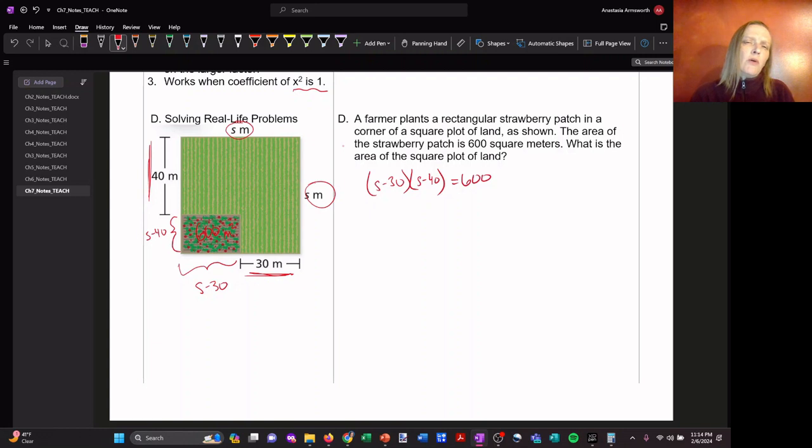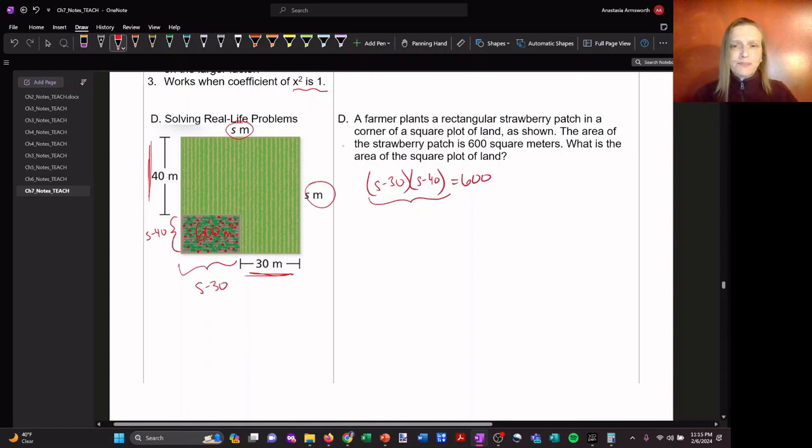Well, we know how to solve polynomials, but it involves setting the polynomial equal to 0. And right now my polynomial is not equal to 0. It's got a 600 on it. So I need to move the 600 over to one side of the equation, but then I need to combine it with my polynomial. So what I really need to do is multiply out my polynomial first, kind of writing this in standard form. And then I can subtract the 600.